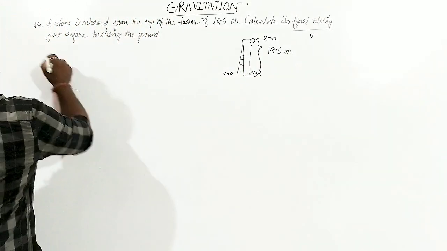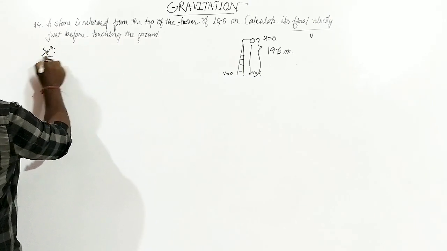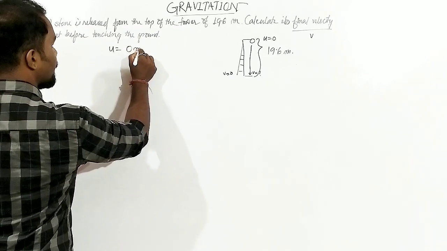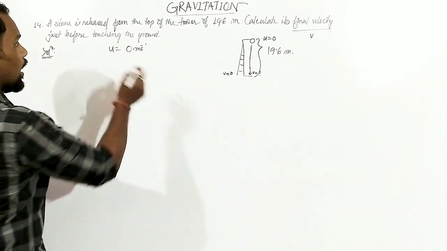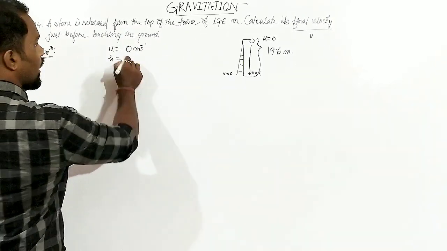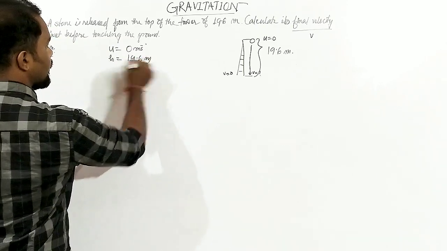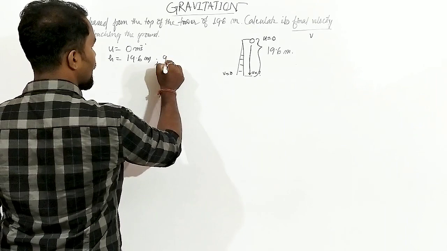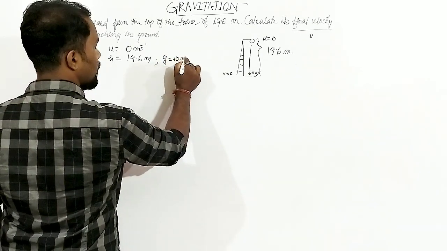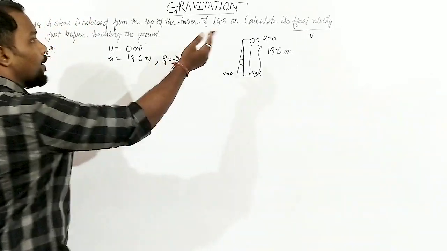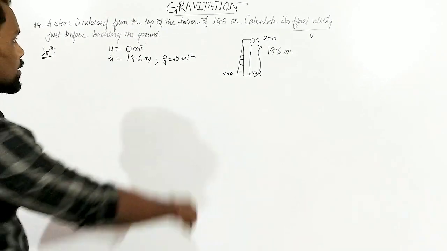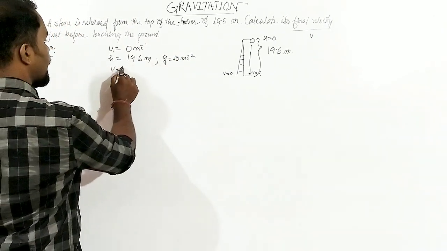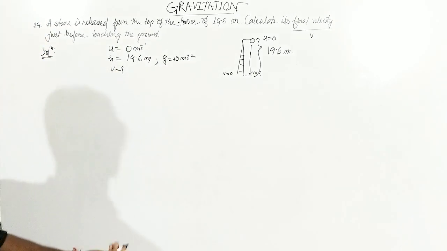So what have we got? We have got u equal to how much? 0 meter per second. And what is the height actually given? 19.6 meter. Again, since it is related to gravity, we can consider the acceleration due to gravity as 10 meter per second square, because the value of g is not mentioned in the question. So we can consider this g as 10 meter per second square. So we need to calculate the final velocity. Simply we are going to use one formula.